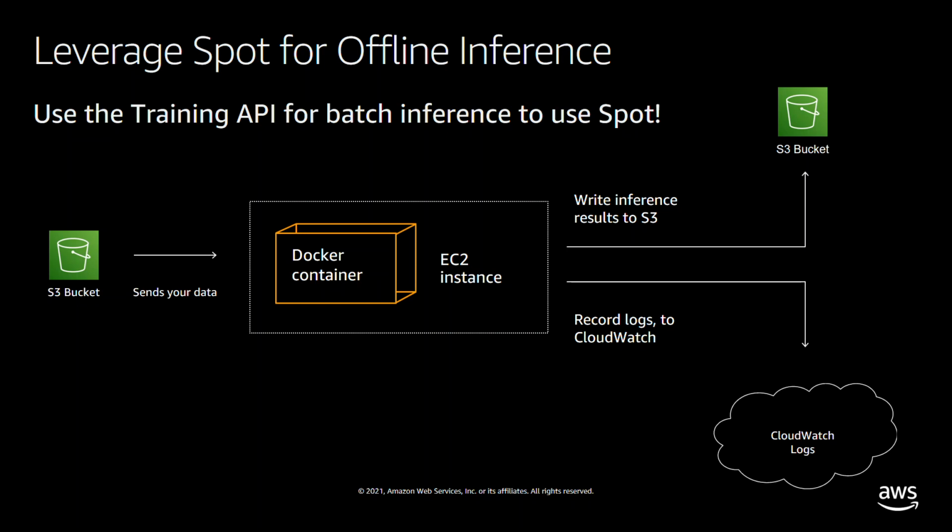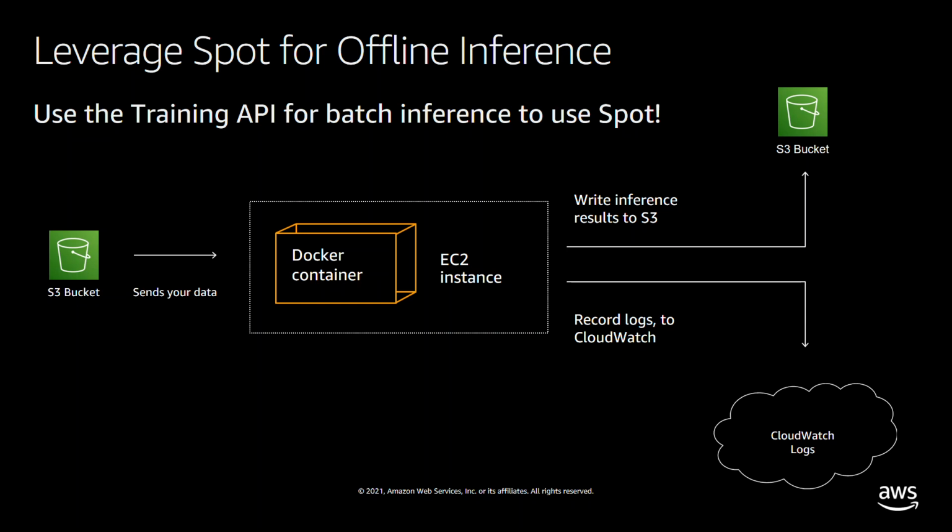However, actually one cost optimization technique I've seen multiple customers leverage is to use SageMaker training APIs for offline inference. Now, that's a little weird. Why would they end up doing that? Well, for two key reasons. One, offline inference is actually very similar to machine learning training if you think about it. You read data from your source data set, compute forward passes in your model, and then write the results to durable storage. There's a lot of similarities there.